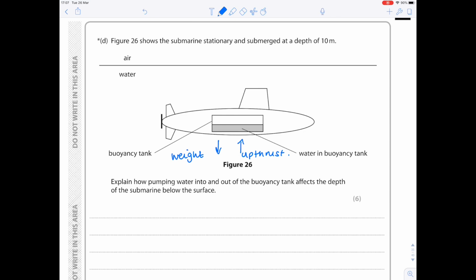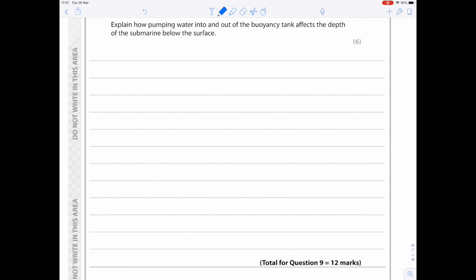Obviously, if you decrease the volume of the water in the tanks, then it decreases the weight of the submarine. And if the weight is increased high enough, then it will be greater than the upthrust, causing the submarine to move downwards. Equally, if the weight decreases and it becomes less than upthrust, then the submarine will move upwards. So much to write, it feels like a biology paper. So I'm just going to write everything I just said.